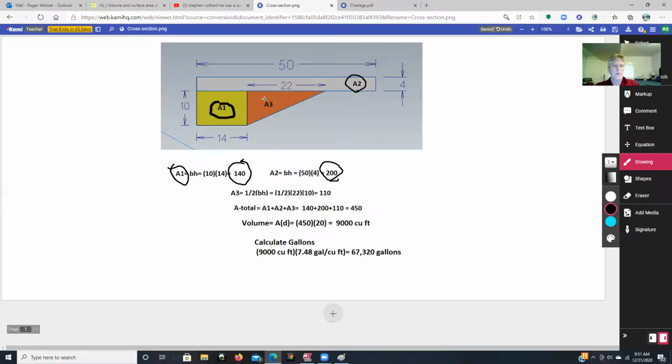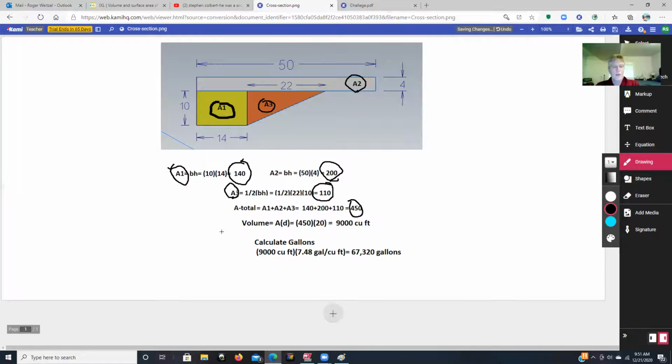Now we're going to do area number 3. That's a triangle. The area of a triangle is 1/2 base times height. So here we put in 1/2. Base is 22, height is 10, and that's going to give us 110 square feet. So the total area of the front is going to be area 1 plus 2 plus 3. So we just take 140 plus 200 plus 110, and we come up with 450.